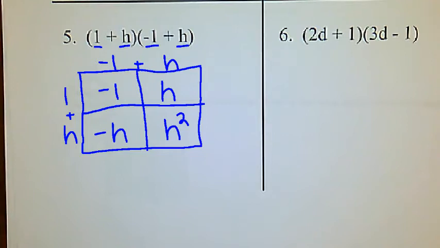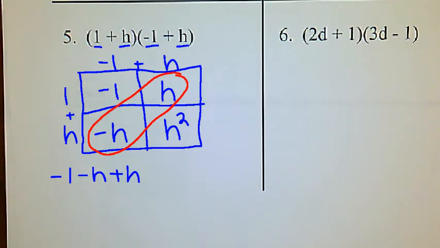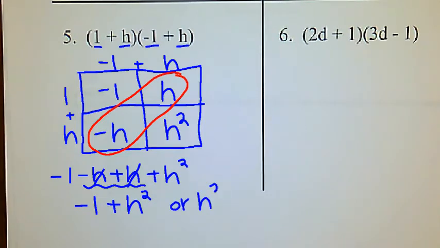Okay, so these diagonal, if you notice, those can combine. But let's say on the off chance that they didn't, all you would do is literally just write it. So negative 1 minus h plus h plus h squared, and then you would combine like terms. So these actually cancel, so I'd get negative 1 plus h squared, or if I spun that around, h squared minus 1.